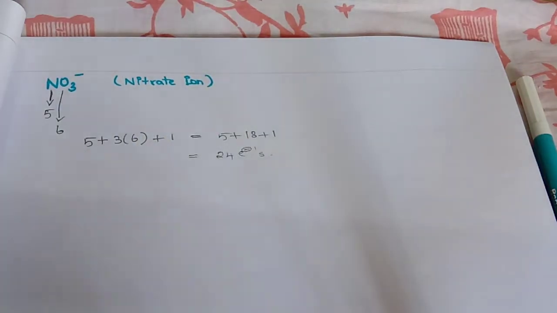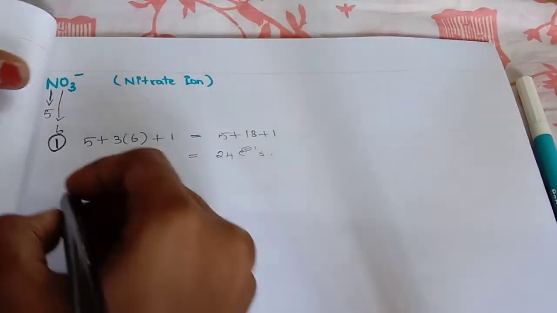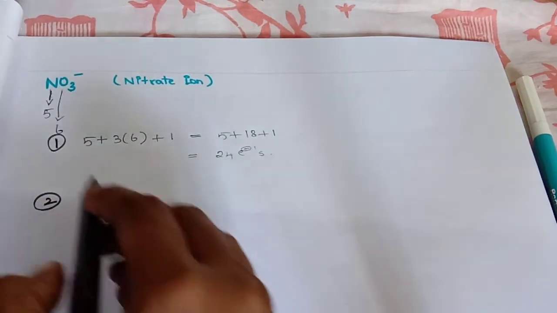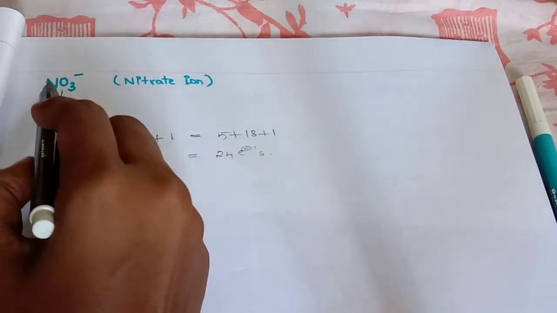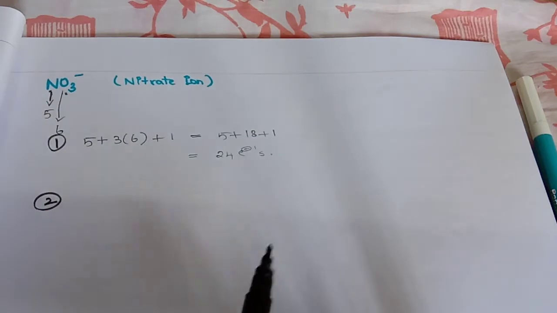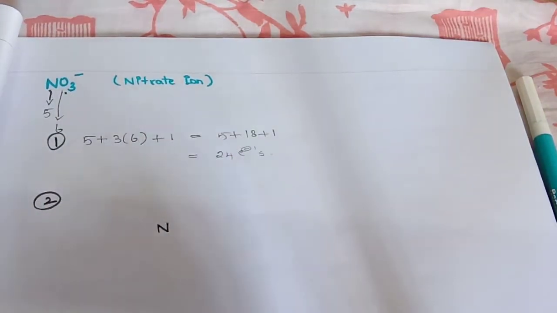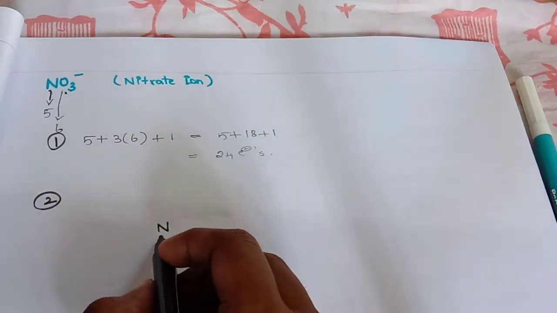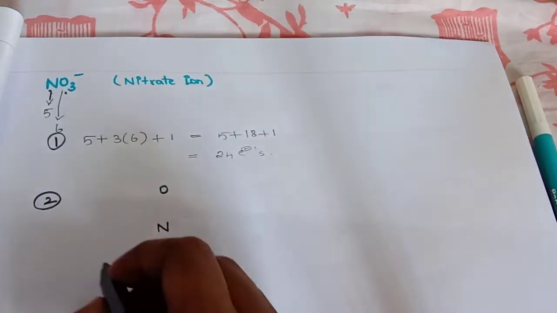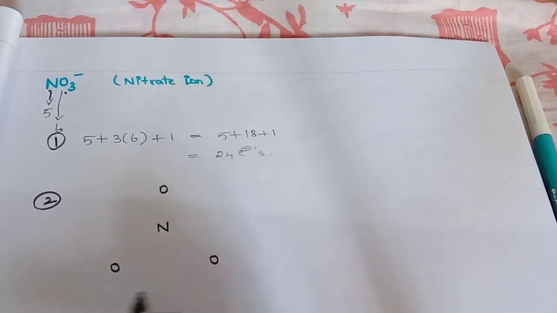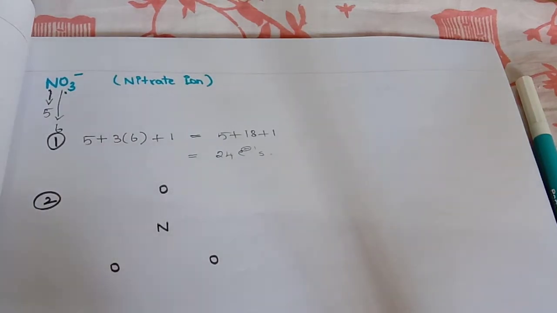Okay students. Now this is our first step. We completed our first step. Now our second step is that draw the least electronegative atom at the center. Out of nitrogen and oxygen, which is the least electronegative atom, students? Yes, nitrogen is the least electronegative atom. Just draw it in center and remaining you have to put it equally spaced, oxygen. 3 oxygen we have. This is our second step.